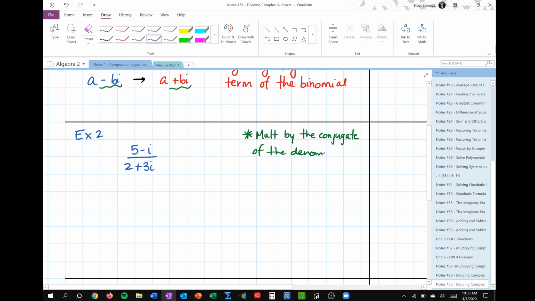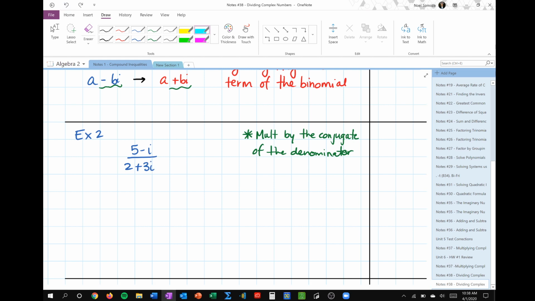Okay, why do we multiply by the conjugate of the denominator? Well, because the denominator is the one that's causing the problem, right? I can have i in the numerator, right? So this i that's up here is fine. That's not causing any issues. What's causing an issue is the 3i down here, right? That imaginary term is creating issues.